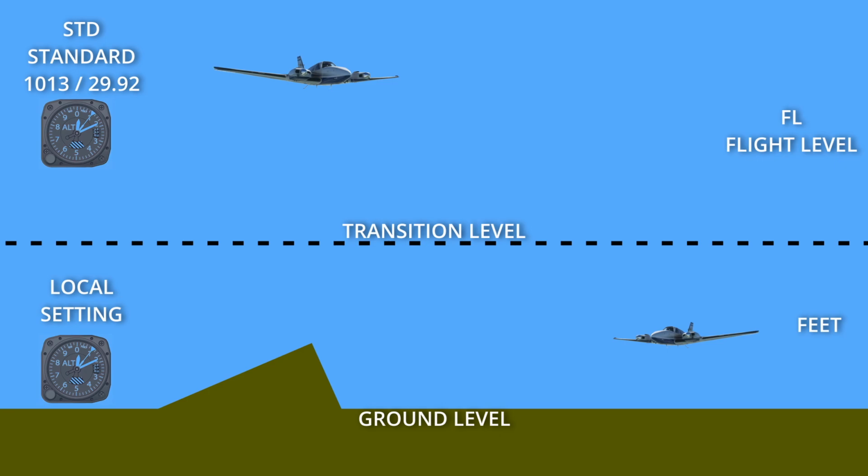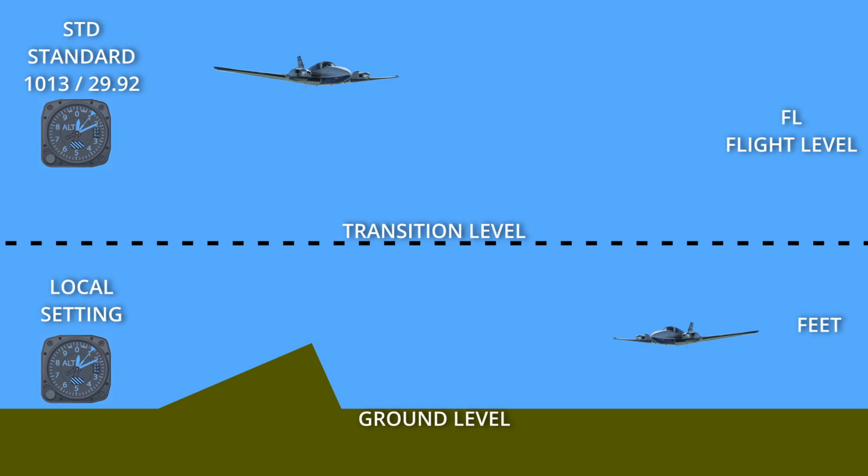And having a standard makes a whole lot of sense. By using a standard, all altimeters are reading the same, thus reducing the chance of an accident mid-air. This standard of measurement is called QNH, or height above sea level. All aircraft flying worldwide will use the standard barometric pressure when they're flying above a transition level.